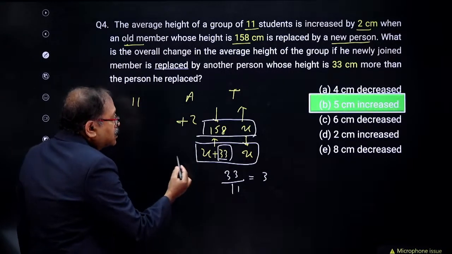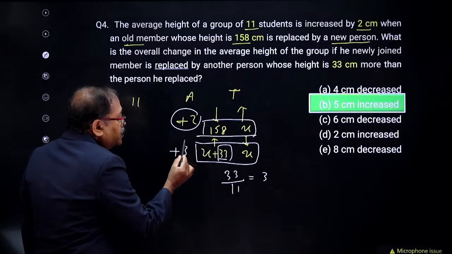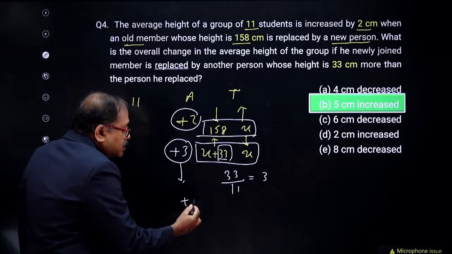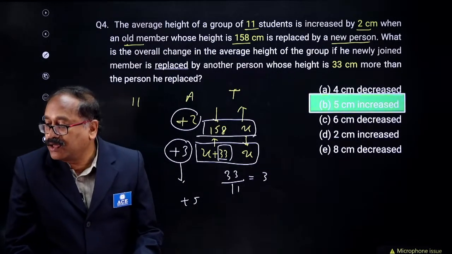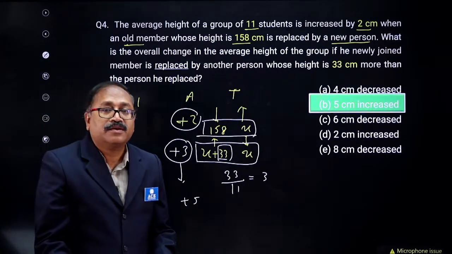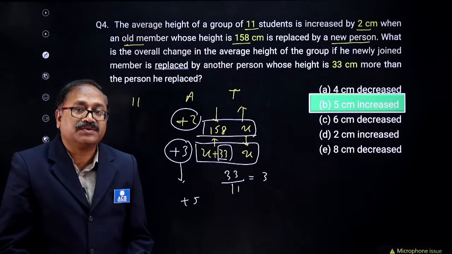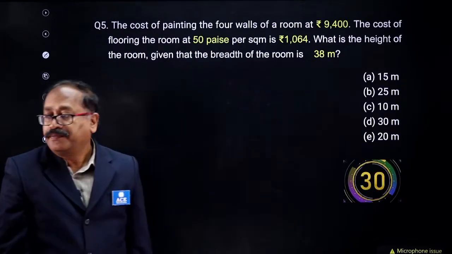So in the second case, the average increases by 3. In the first case, it is increased by 2. Finally, it is increased by 5. That's all. I really salute you, Aman. You answered it so nicely. Hope everyone understood this question. And the next question is on the board here.